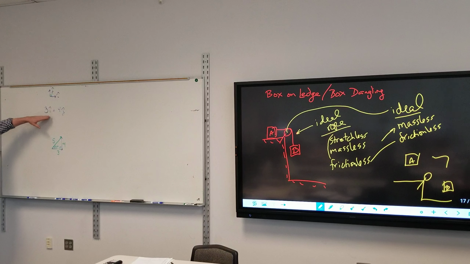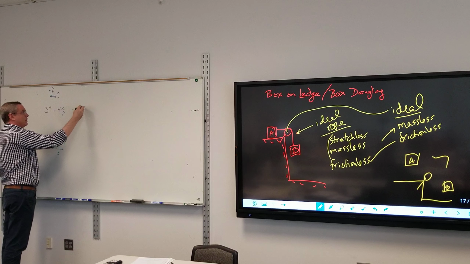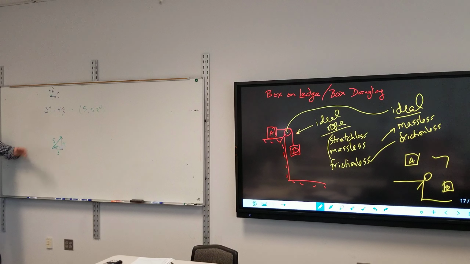So this is an expression of a vector in rectangular form. In polar form, I would express the same thing as 5 and 53 degrees. These are just 2 forms of expressing this one vector.